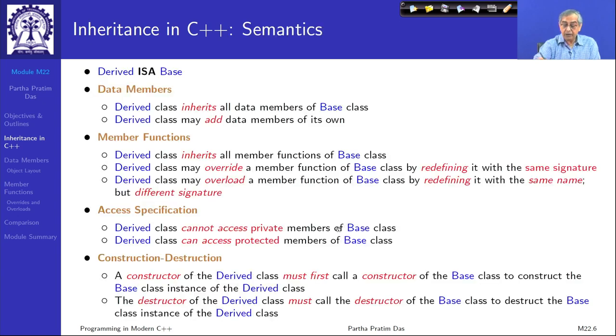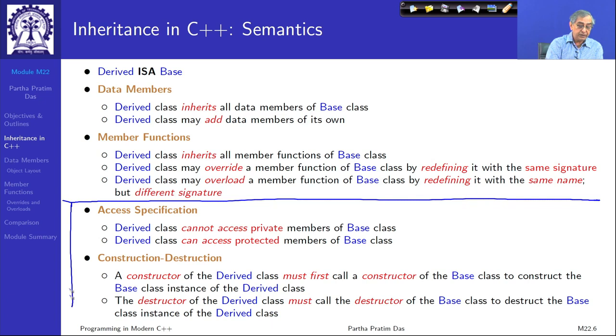So, this is where we left in the last module. This is what we are going to do here, that we will see how a derived class inherits all the data members of the base class, how it inherits all member functions of the base class, and then how it can add its own data members. The derived class can add its own data members or add its own member functions, modify the member function behavior from the base class and so on.